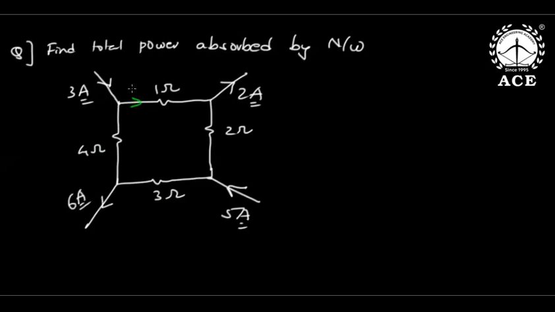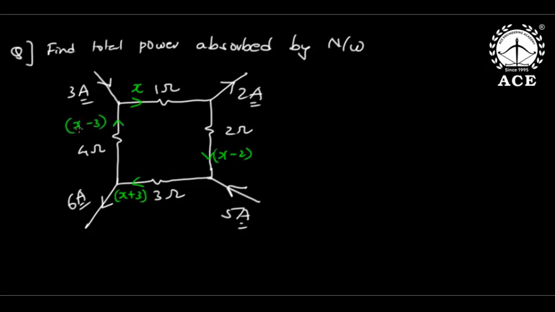So let this be x. I will assume x amperes. Now, out of x, 2 went. So this is automatically x minus 2. Now x minus 2 is added with 5, that gives x plus 3. Now x plus 3 minus 6 is x minus 3.